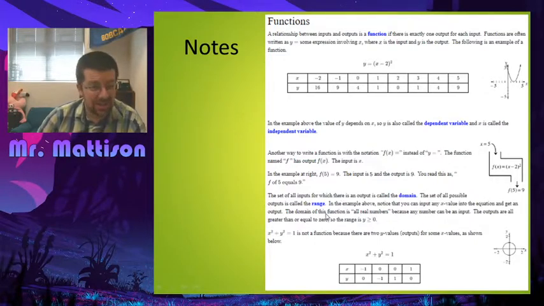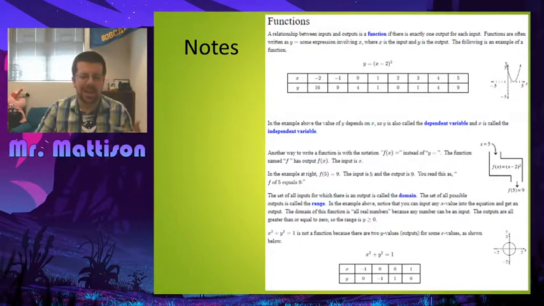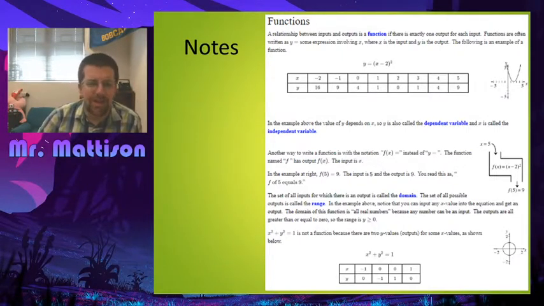Domain and range, again, these are terms you've heard a ton. Domain is all your possible inputs, whereas your range is all your possible outputs. So again, your domain is your possible x's, range is your possible y's. And you can see that a few different ways, be it on a graph or a table, things like that.